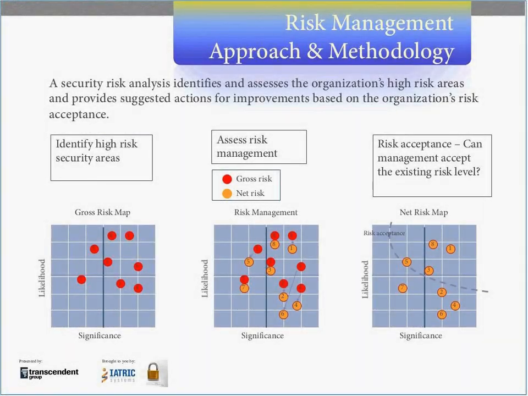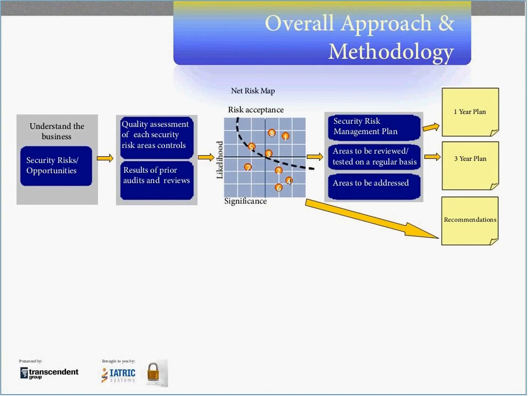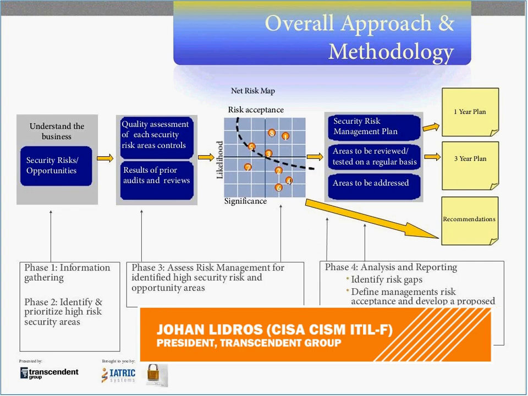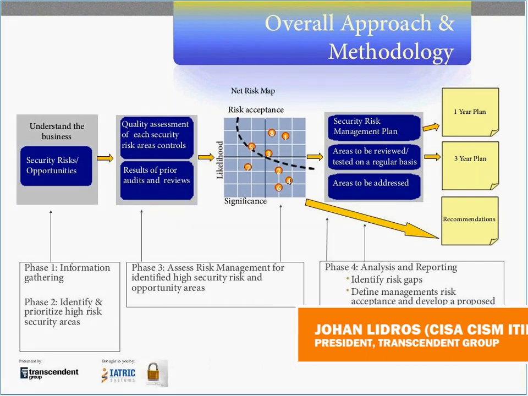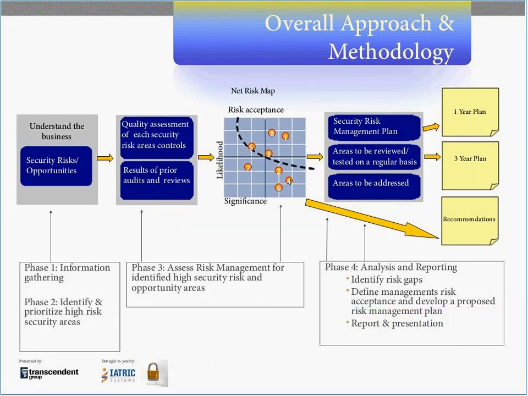So now we know the overall methodology. So how do we do this in practice? And let's walk through this. Initially, it's a 4-phase approach. The first phase is information gathering of the organization: what systems and business processes we have.